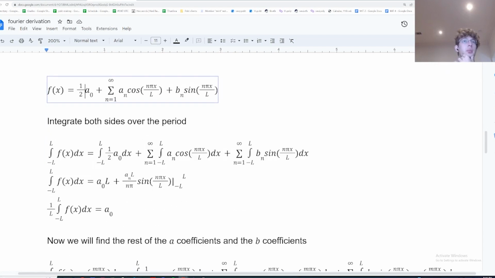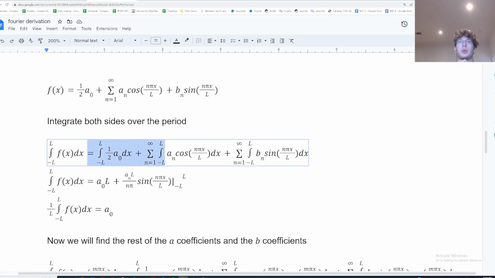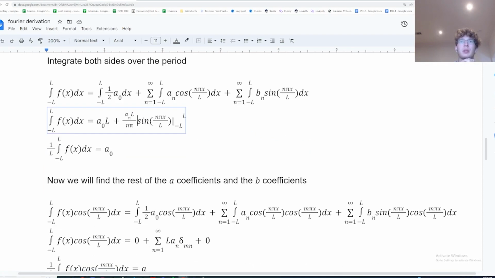Then we're going to integrate both sides from negative L to L. It's pretty straightforward here, just a straightforward integration. As we said before, when n equals 0, sine is also 0, so this term goes away, that becomes 0, and then we integrate and we have this. And then we plug in 0 for n, and this is how we get a of 0.